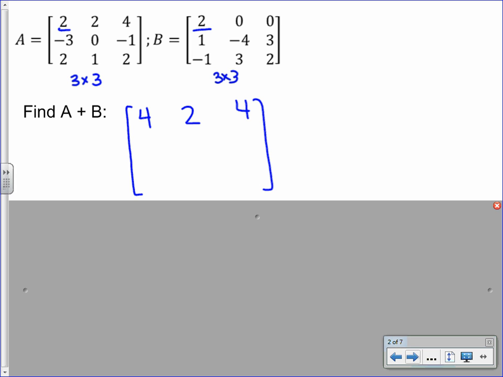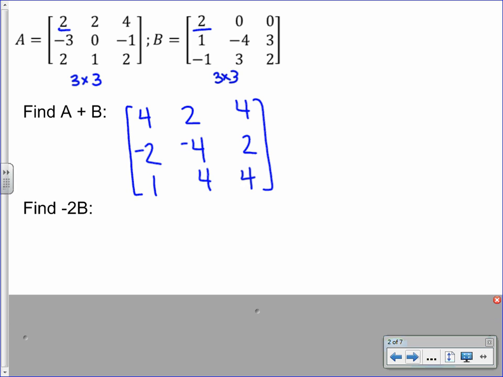Now we're going to move to the second row. The second row, negative 3 plus 1 and 0 plus negative 4 and negative 1 plus 3. All right, and then what would our third row be? I heard 5. I don't know if you said 5. I don't know what I was thinking. There you go. 1, 4, 4. Can you handle it? Yeah, that was nice, right?